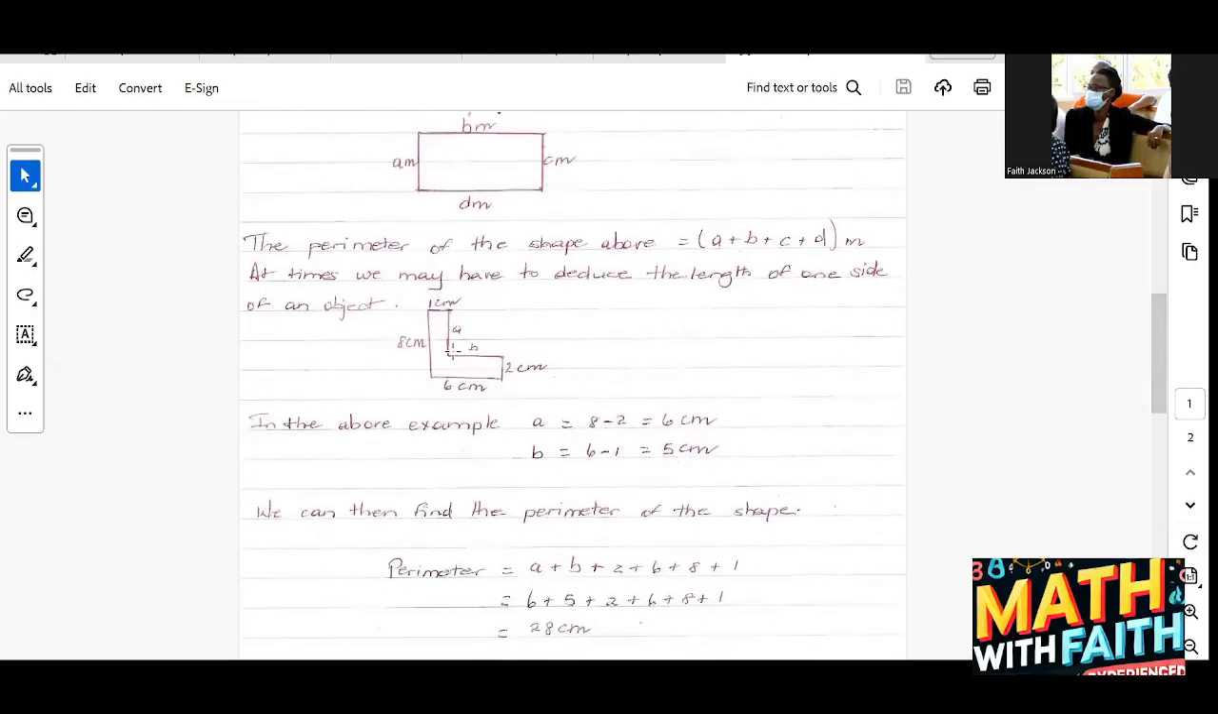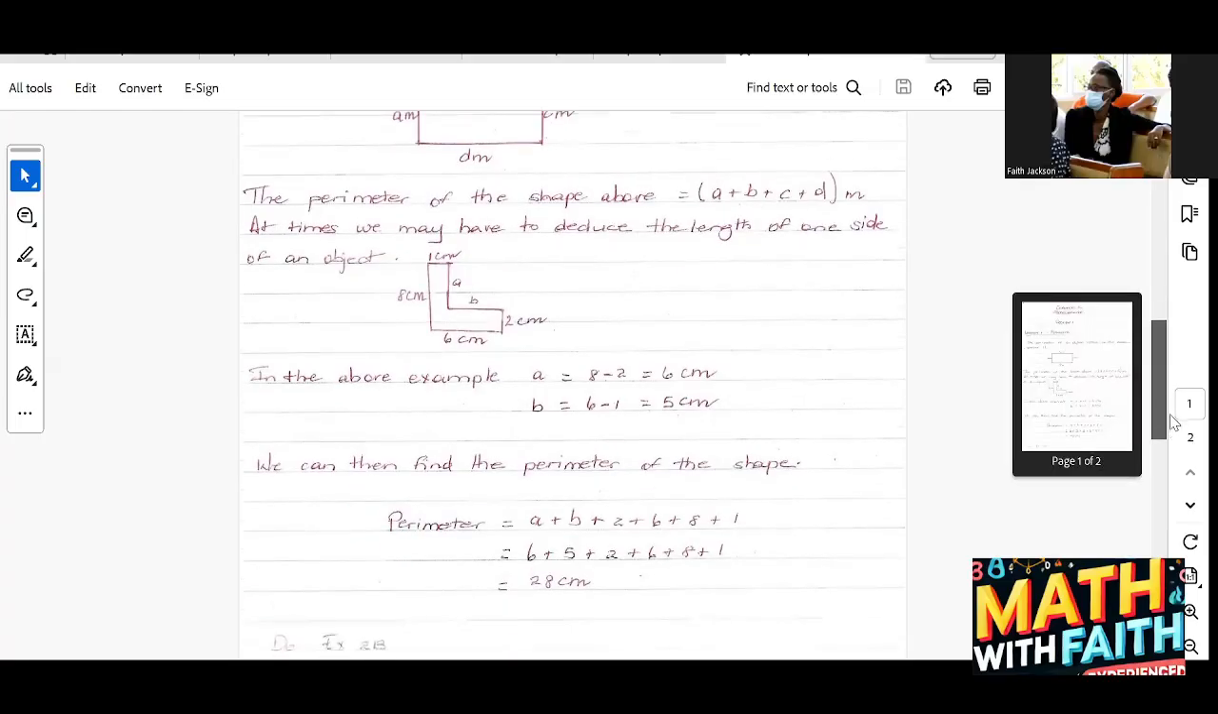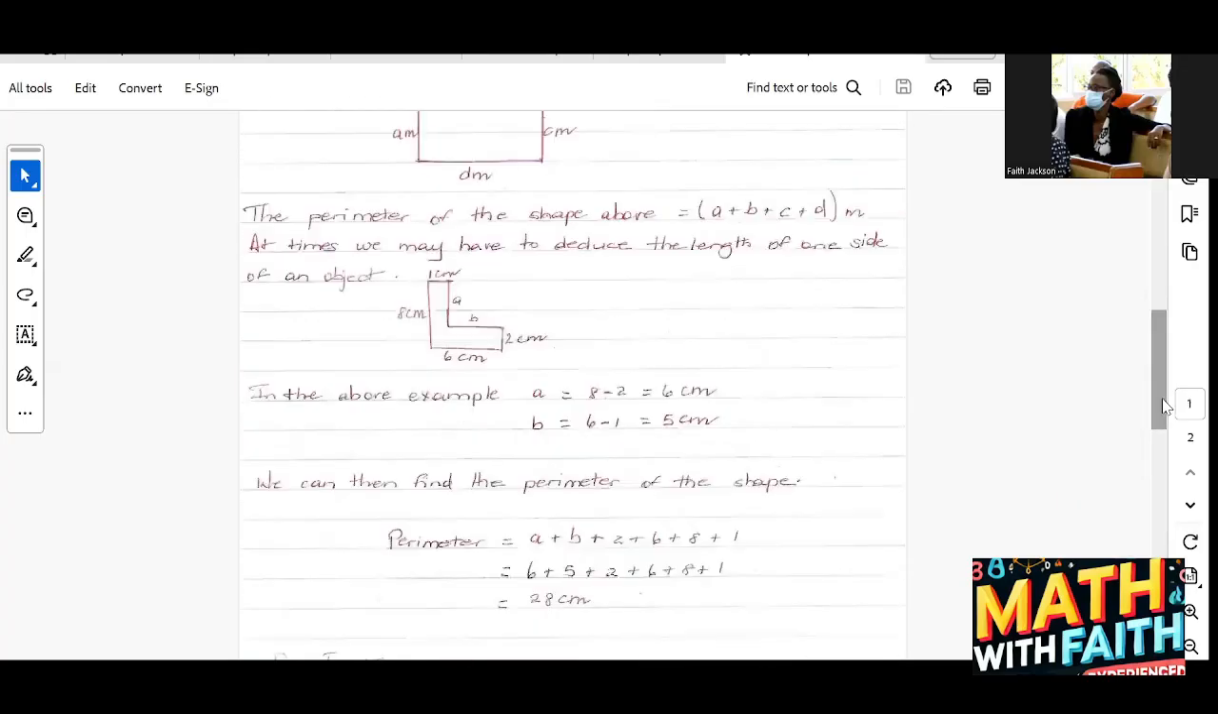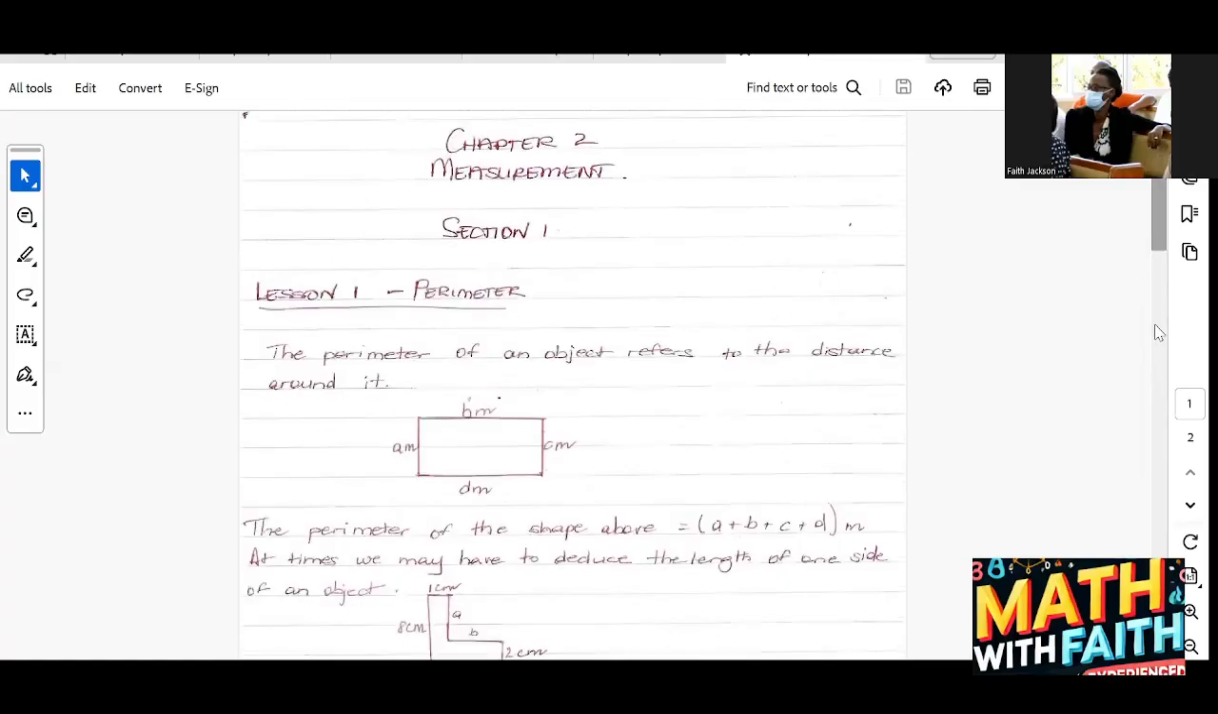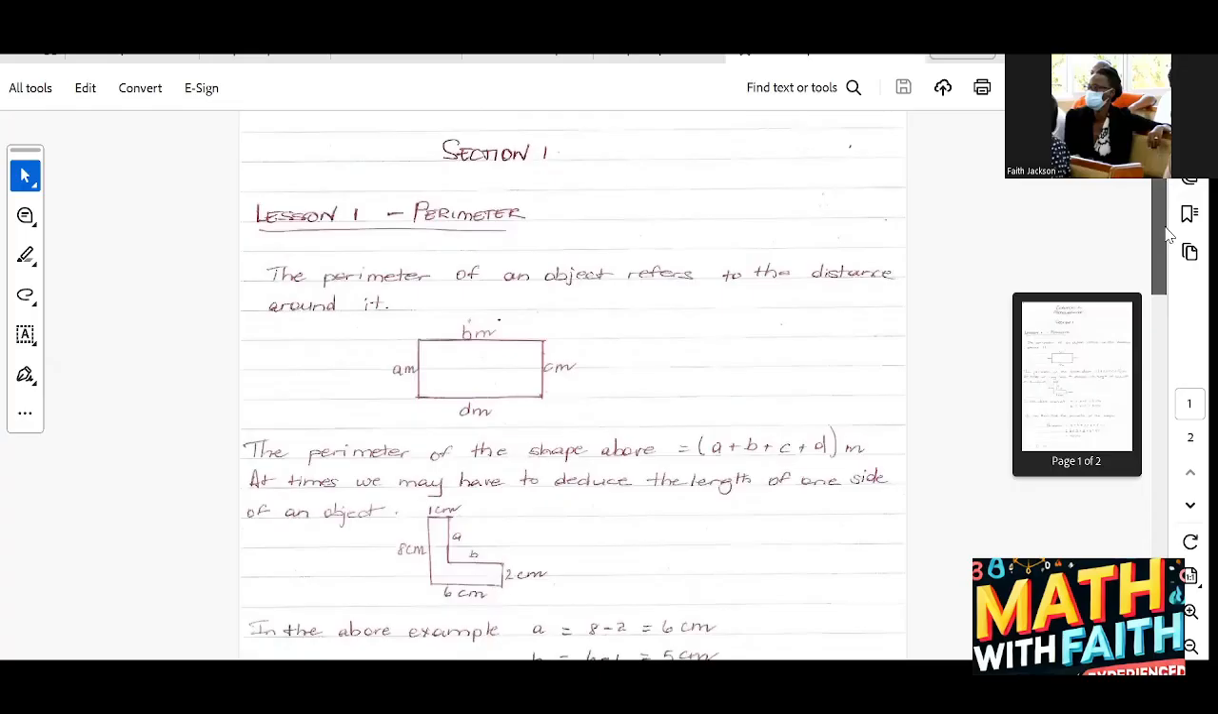So now we could find the perimeter of this L shape. It will be A plus B plus 2 plus 6 plus 8 plus 1, right? And A plus B, as we just deduced, A was 6 and B was 5. So that's 28 centimeters in all. Okay, and that's how we work out our perimeter. And that's how we could deduce the perimeter when the lengths of different sides were not given to us, but we could deduce them from the lengths that they do give.